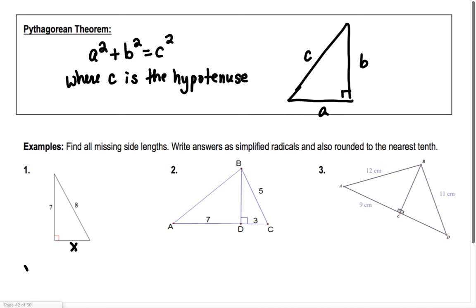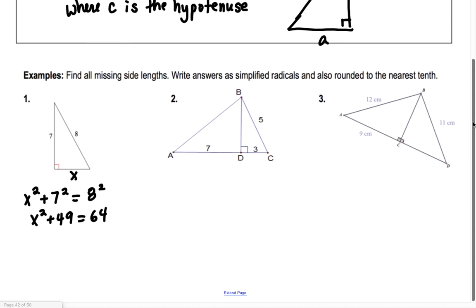Okay, so I have X squared plus 7 squared equals 8 squared. So I get X squared plus 49 equals 64. When I subtract 49 over, X squared equals 15. So X is equal to the square root of 15. All right, does that simplify down as a radical? Can I write like 2 root 3 or anything like that? No, there are no factors that are perfect squares for 15. So we leave it as the square root of 15.